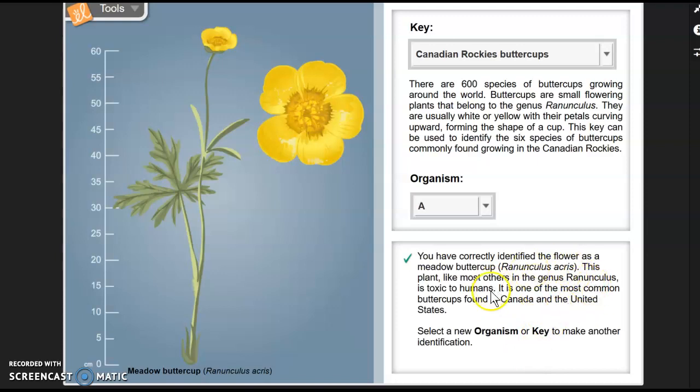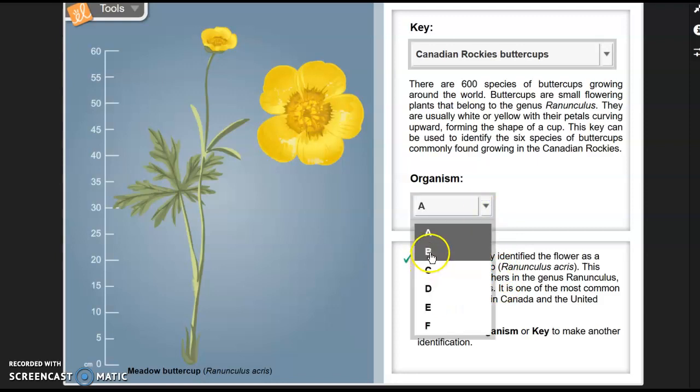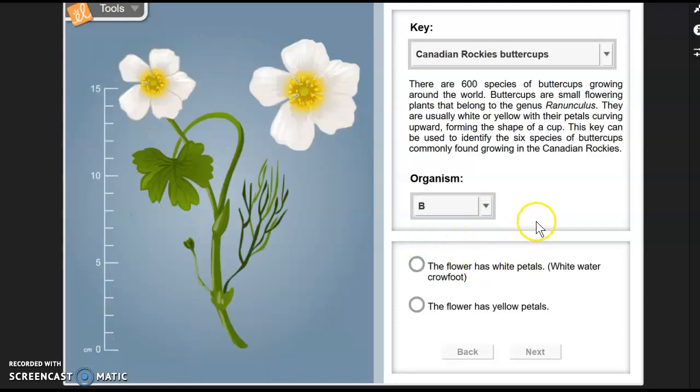And it gives you a little bit more information, which is, it says this is toxic to humans. So this type of identification is very, very important for us to know that, oh, this is a poisonous flower for human beings. So let's go to the B buttercup.